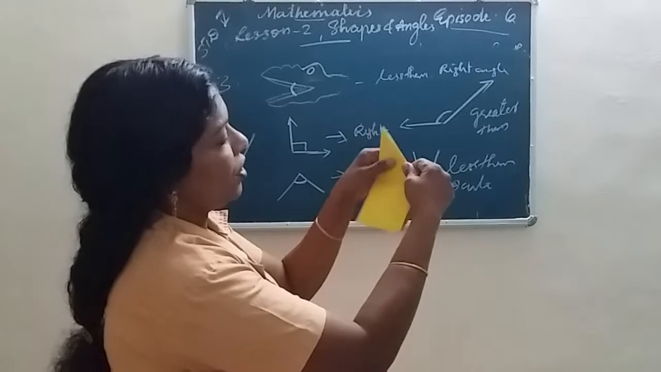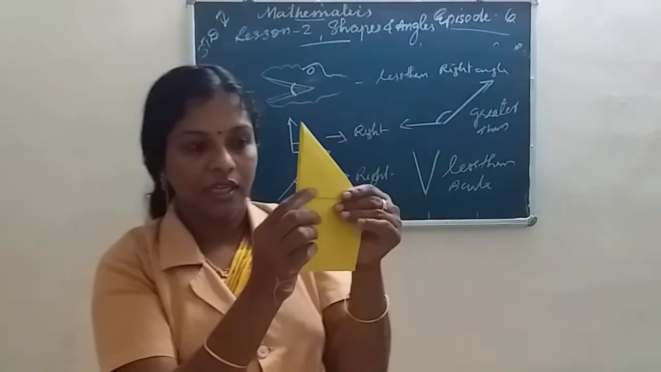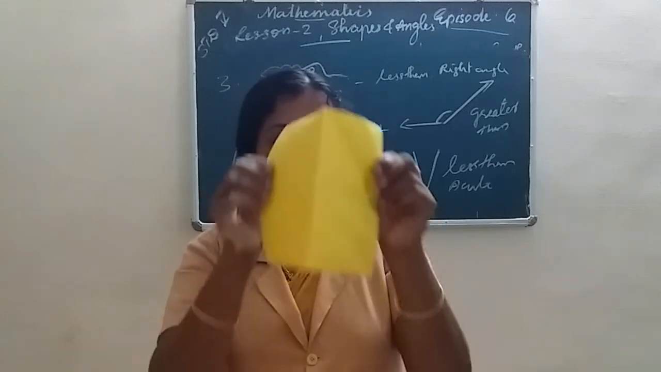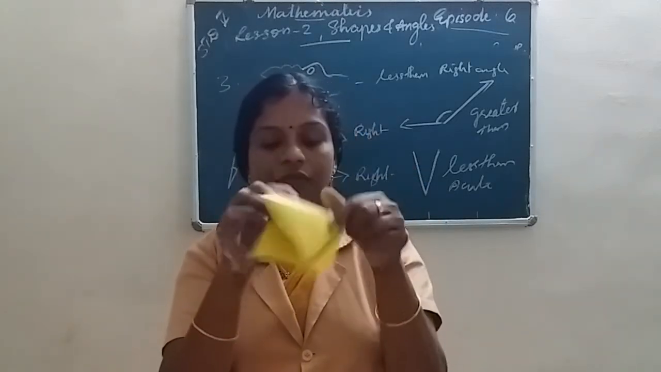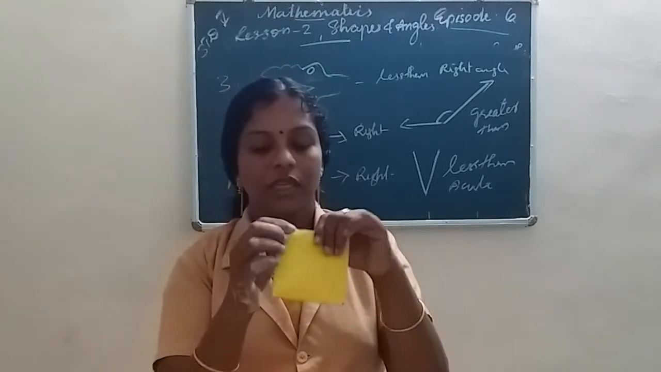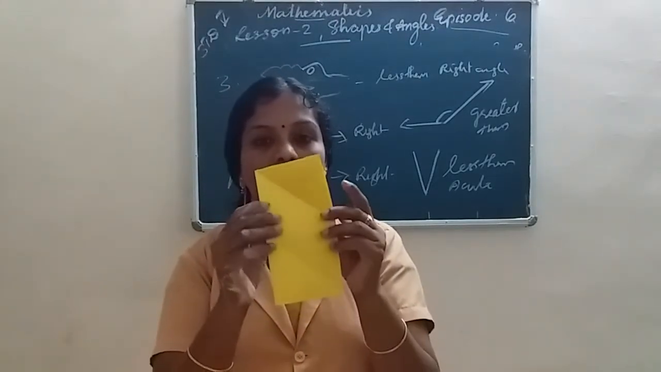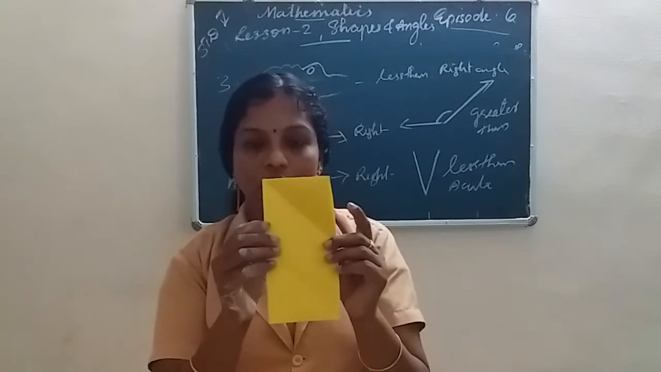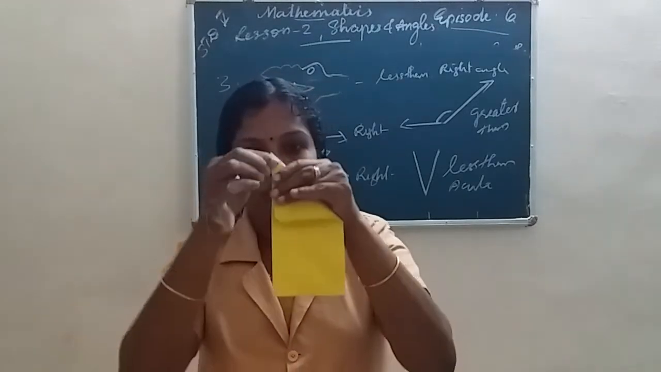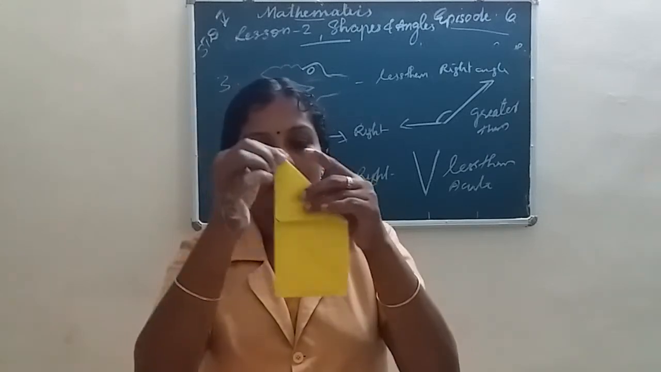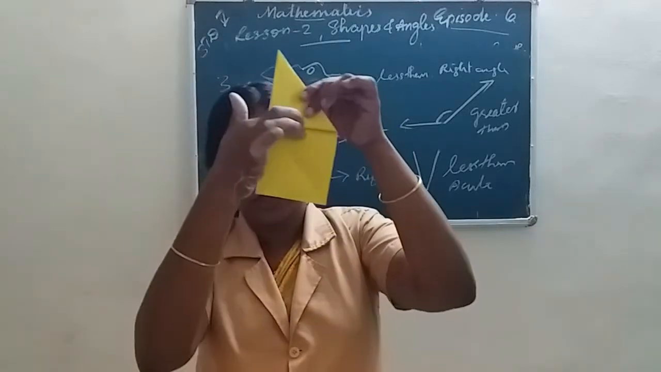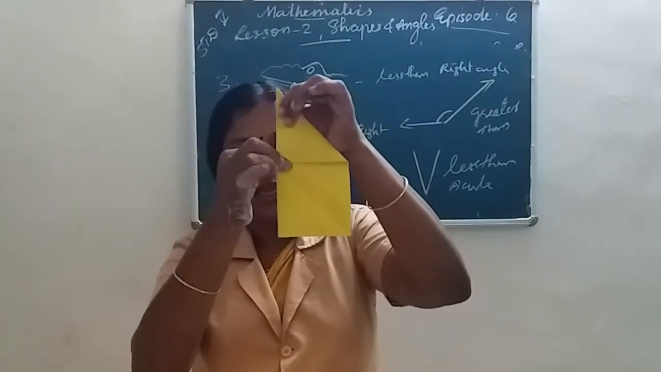Okay, we got some angles here. First you take a square sheet of paper, fold it vertically and again fold it. Okay, again fold it. Then the last closed fold, open it. Again you close corner to corner, fold it to the middle of this fold. Okay, like this.